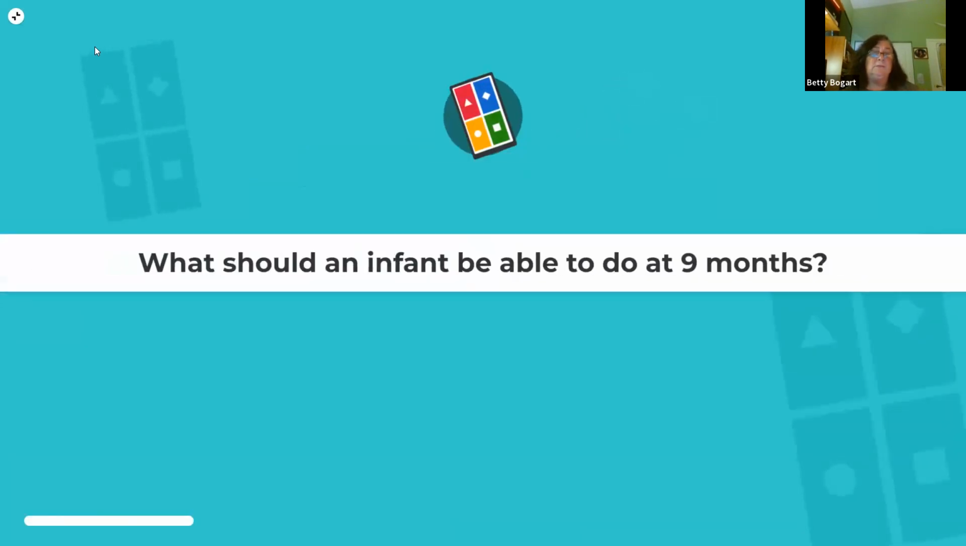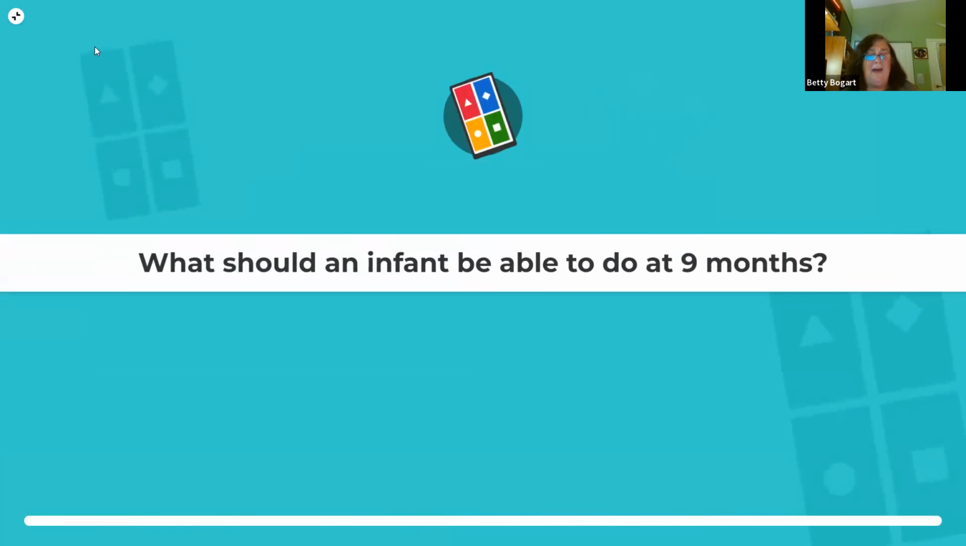A multi-select. What should an infant be able to do at 9 months old?